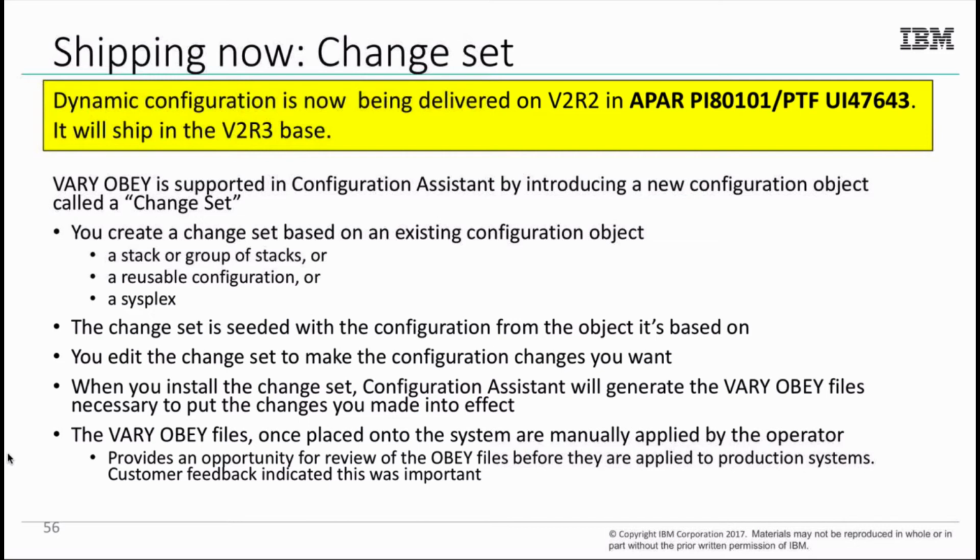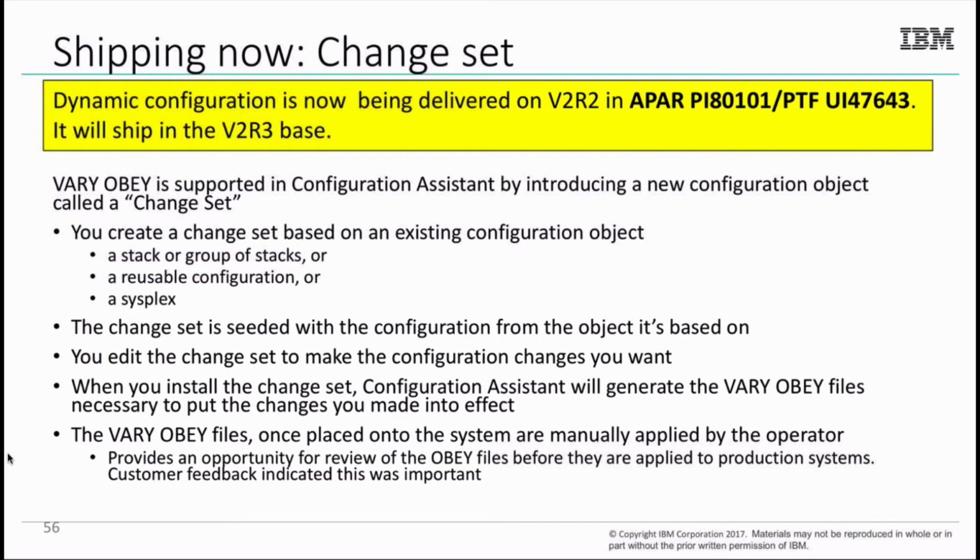You just go in the change set, make whatever changes you want, and then Configuration Assistant automatically generates the obey files required to implement the changes you made in the GUI. So it's pretty neat. We create the obey files and you install them like profiles, and they're manually applied by the operator. This is important. Configuration Assistant does not apply the files. We don't use any interfaces to run them. We got strong feedback from customers that every obey file gets reviewed by multiple people and we are not to install it.